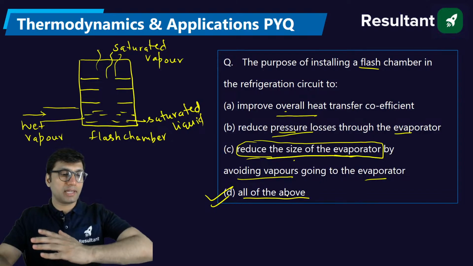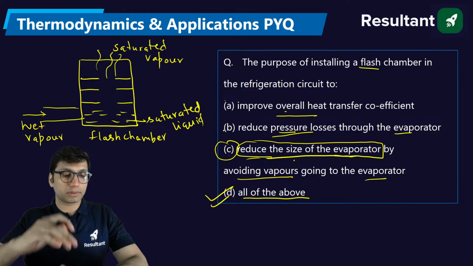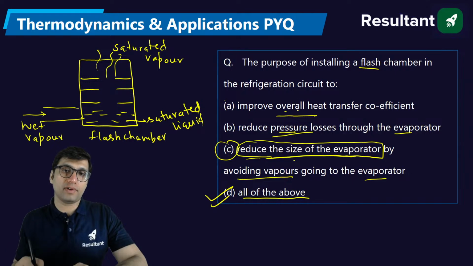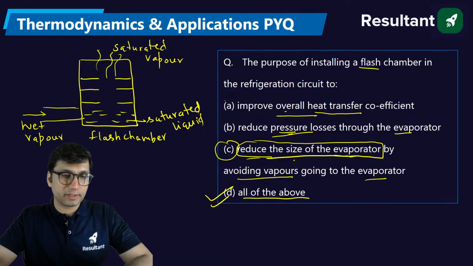If option D had not been there, if all the other options mentioned here had not been there, then definitely option C would have been the answer. But since it contains option D, which is all of the above, and the other two options are also somewhat achieved by using a flash chamber. When we use a flash chamber, we also achieve improvement in the heat transfer coefficient. We get better heat transfer rate and also reduce pressure loss from expansion from condenser to evaporator.